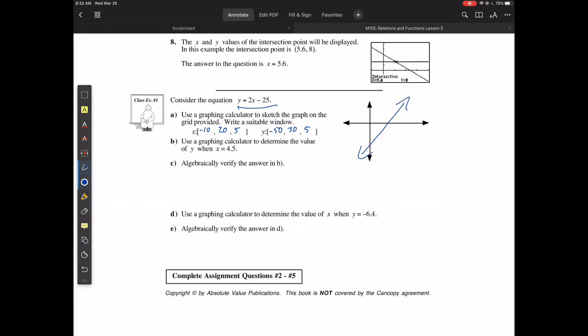And when I use the graphing calculator to determine the value of y when x is equal to 4.5, then I can just put in the 4.5 enter, or trace 4.5 enter, and I'm going to see that y is equal to negative 16. If you do the trace function, then it's just going to come in somewhere around this point here.